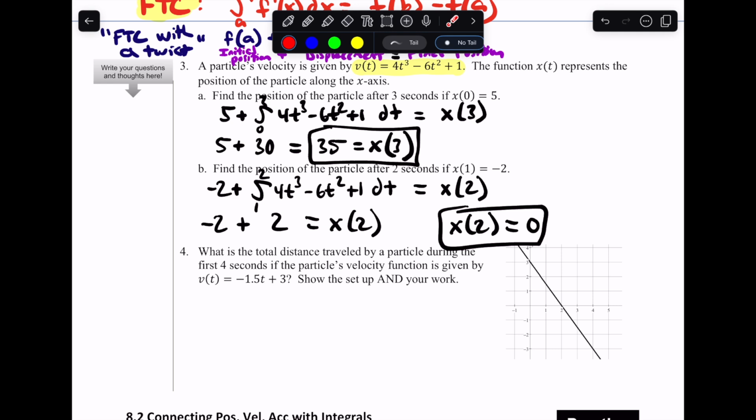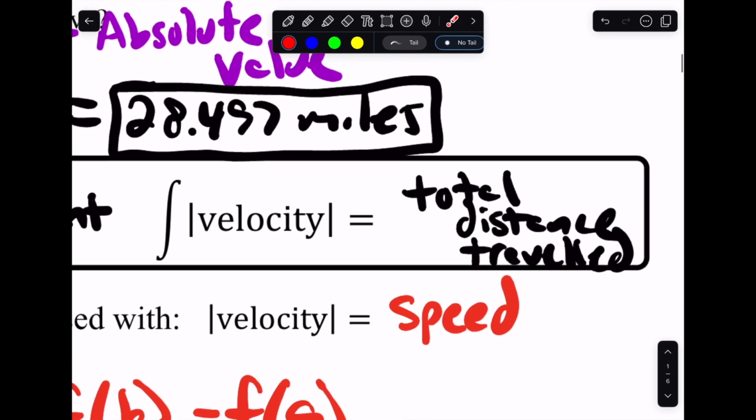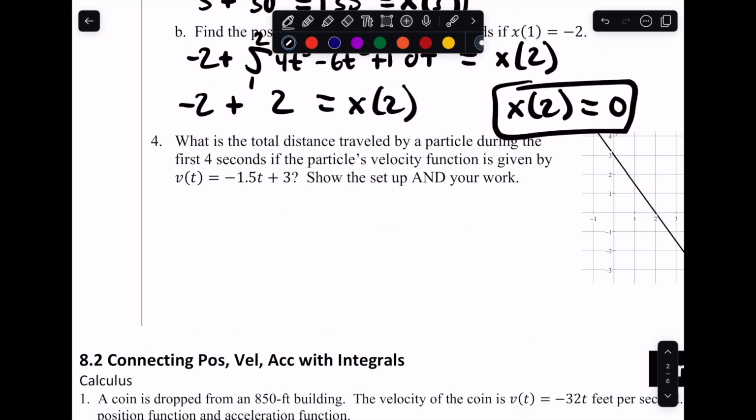Just in general here, we know for this particular problem that we can find the total distance traveled by using this equation here, the integral of the absolute value of the velocity function. So I'm going to use that to my advantage for this, and that is going to be the integral from 0 to 4, because they want the first 4 seconds, of that absolute value, which I'll highlight. It's the absolute value of my velocity, which is that -15t plus 3, with respect to time for that.